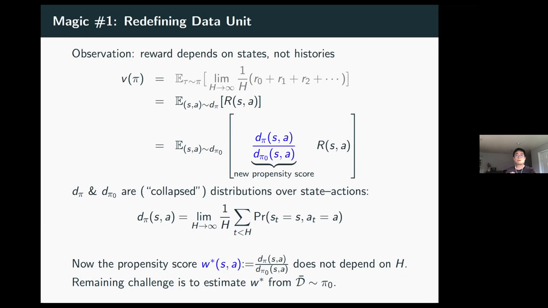So can I ask a question? Sure, yeah. So is this D sub pi called the occupancy probability measure, or is there any difference between this one and the- Yes, exactly. There are many names. One is occupancy or stationary distribution. Yes, you're right. Okay, I see, thanks. Yeah. And I'll come back to this a little bit later.